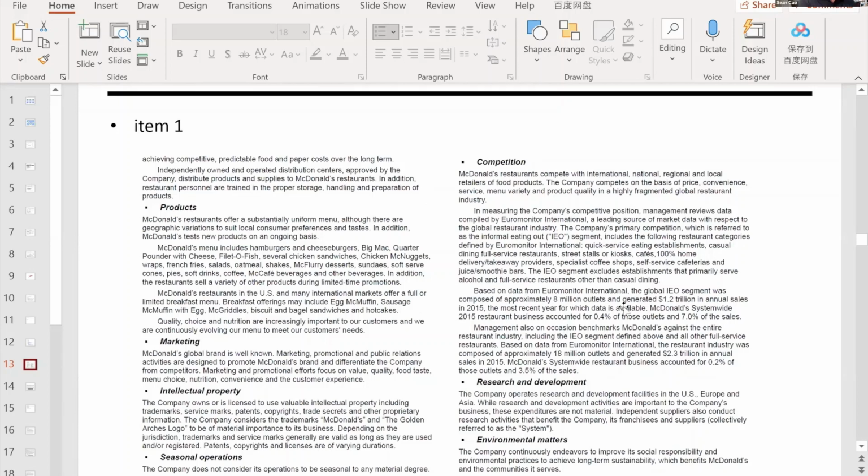McDonald's and KFC are competitors. So this is another application you guys can use, and I will talk more later on, but I just give you some idea. The purpose here is, what does item 1 look like? It's majorly about the product, but they talk about something else as well, competition, and so on.